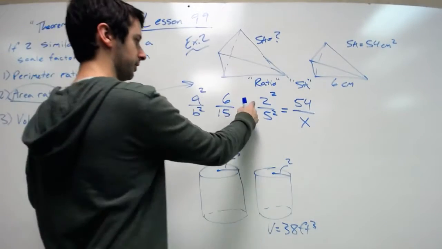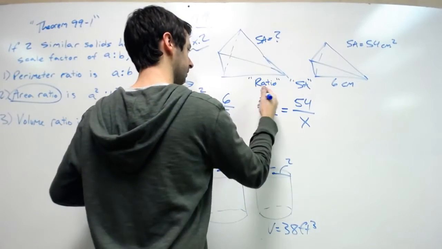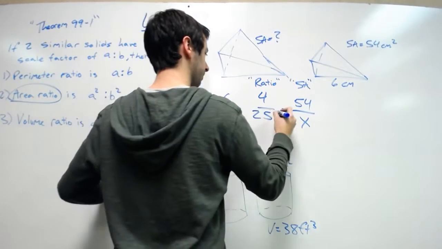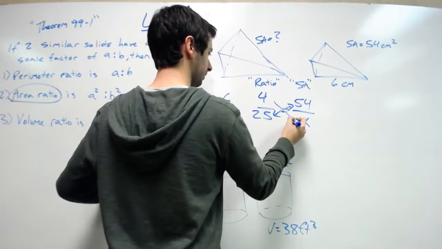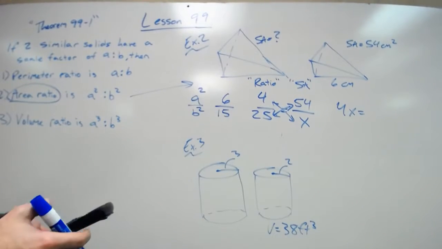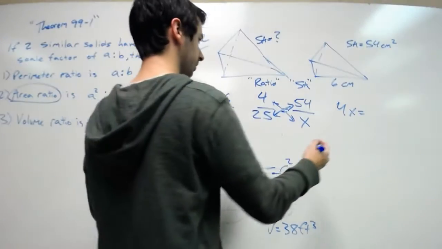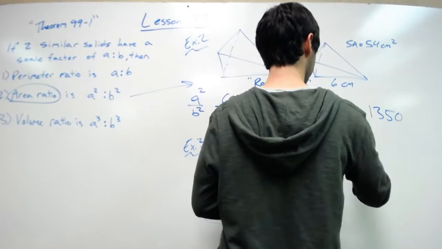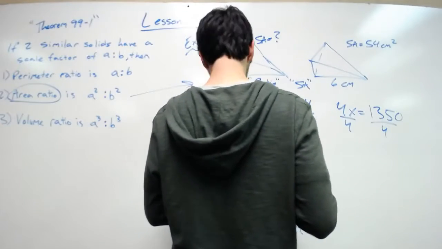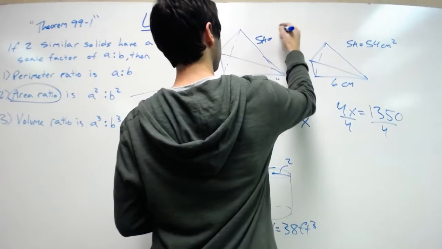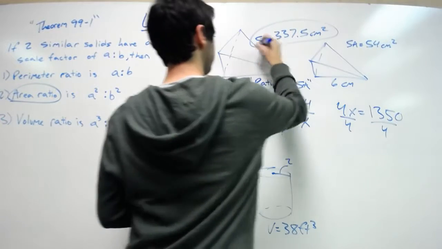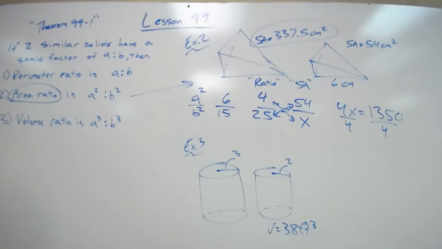So 2 squared is obviously 4. 5 squared would be 25. We multiply. Okay, so 4x equals 1,350 divided by 4, 337.5. So that would be my surface area of the bigger pyramid.